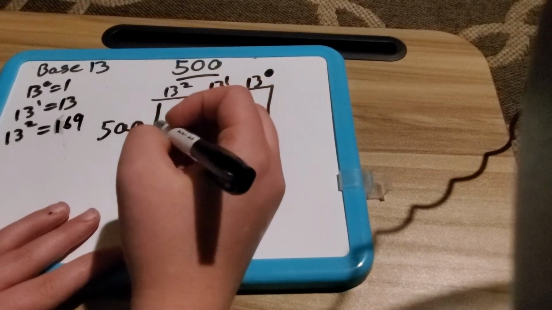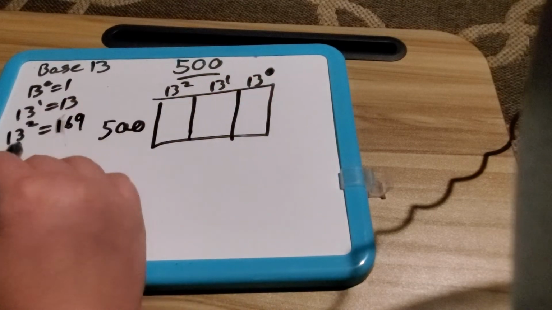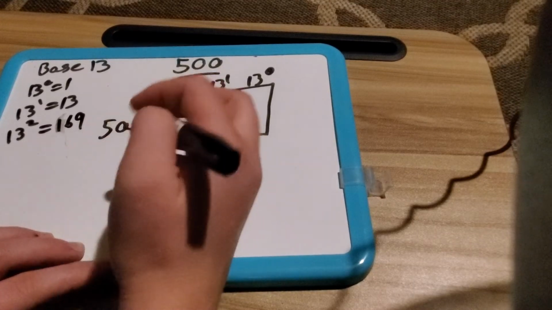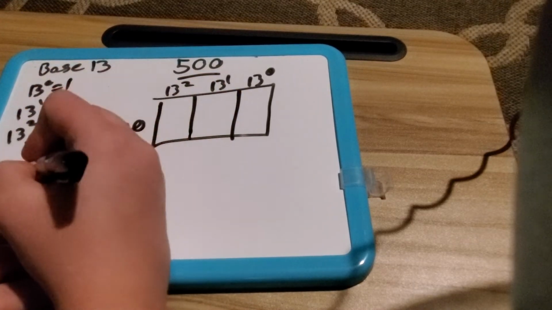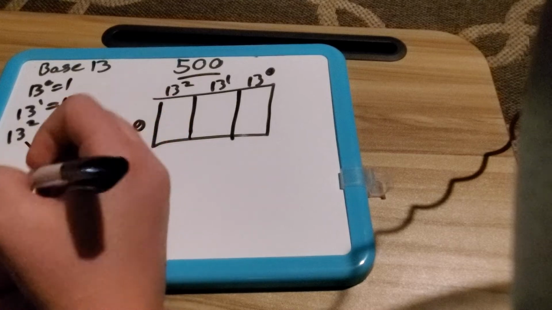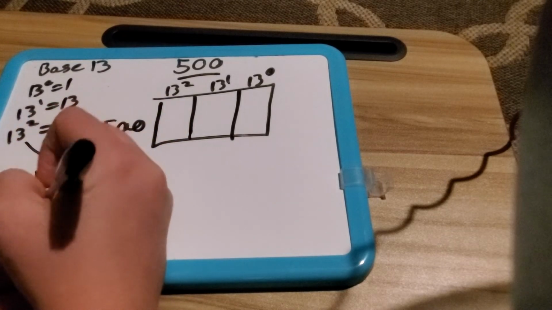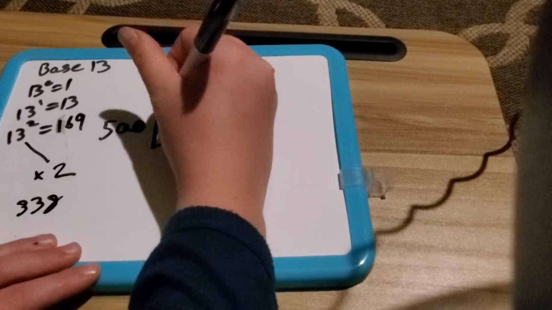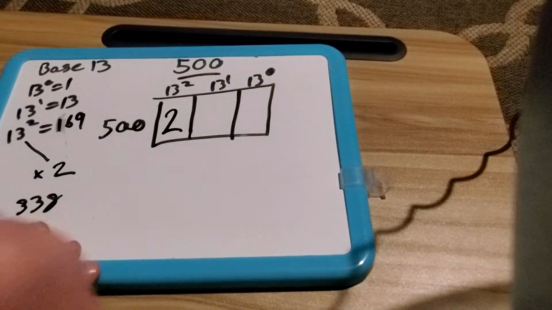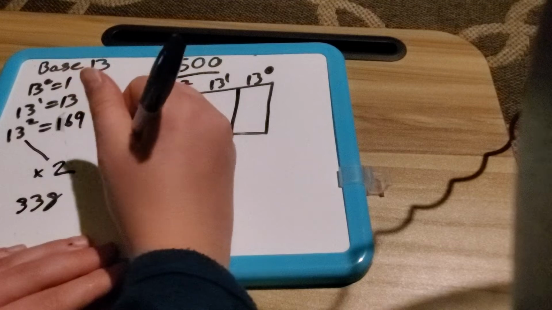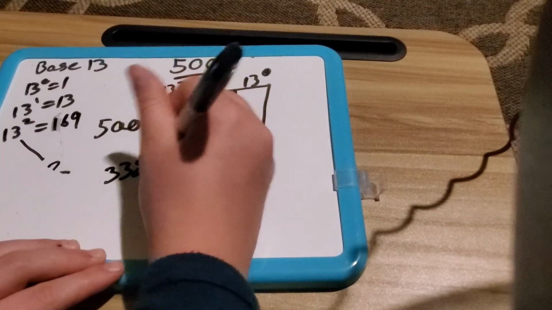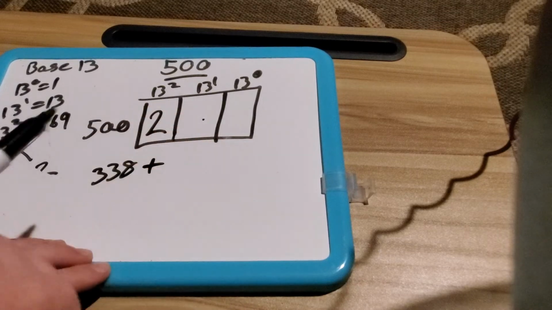Now, we want to find the answer here. Well, we got 13 to the second power is 169. If we multiply that by 2, we're going to get 338. We multiply by 3, you're going to be in the thousands. So I think it's safe to say if we put a 2 there, the closest we're going to get is 338 to 500. We still need to figure the rest out.